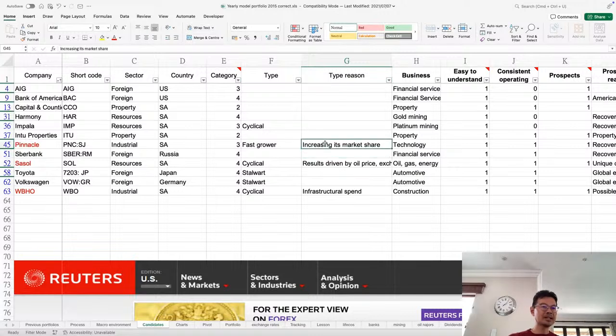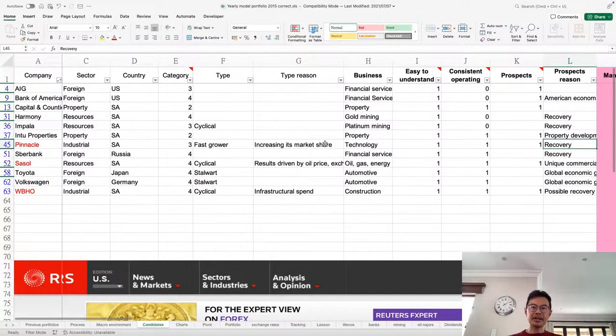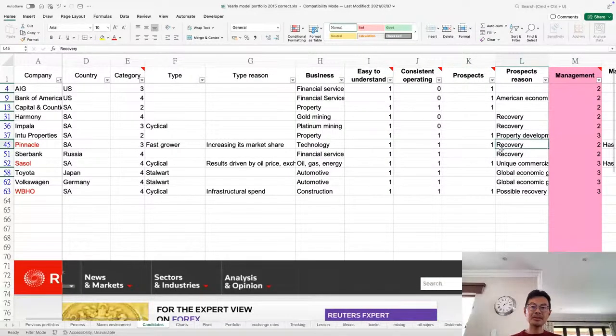So, for example, Pinnacle is a computer hardware company in South Africa. I don't know whether it's still listed. I don't think so. But at that time, it seemed to be doing well, growing its revenue and all that. So it's technology, and easy to understand. It's computer hardware, consistent operating profits, prospects, its profits going forward, and also then the prospects reason. At that time, it's noted as recovery. So there are notes to say it's easy to understand.